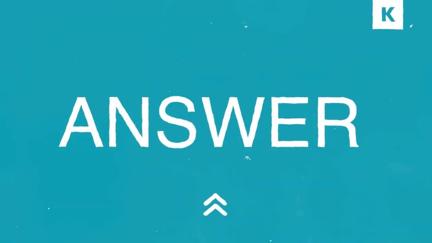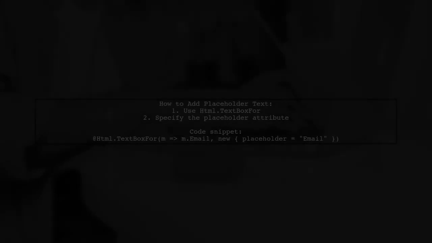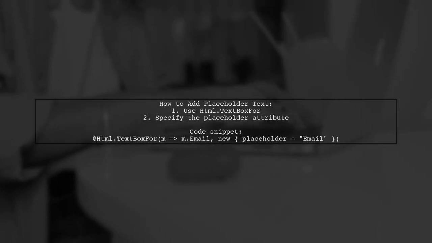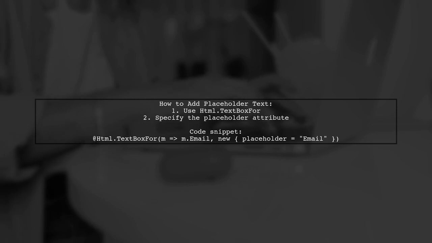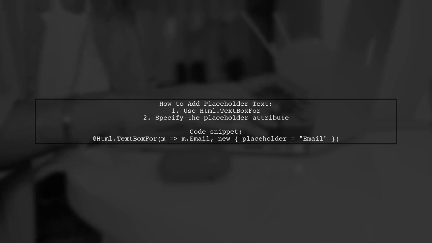Let's now look at a user-suggested answer. To add placeholder text in an HTML text box for in C# MVC4, you can use a simple syntax. Just specify the placeholder attribute within the text box for method.